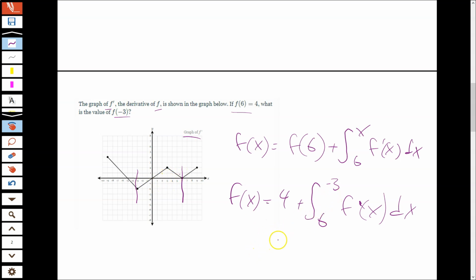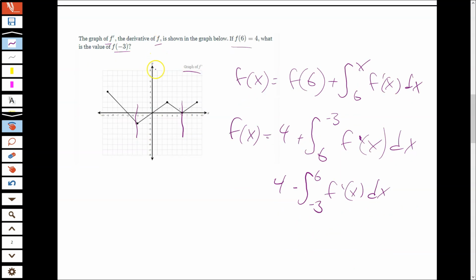And here's the change. What we have here is an integral with the greater bound on the bottom. So we're going to rewrite it first. Minus the integral from negative 3 to 6 of f prime of x dx. Okay. So you can think of it as we're starting here and we're moving backwards. So we're moving to the left, so we're subtracting. Or you can think of it as just reversing the bounds and switching the signs like we've always done. Now I just have to figure out what that integral is.